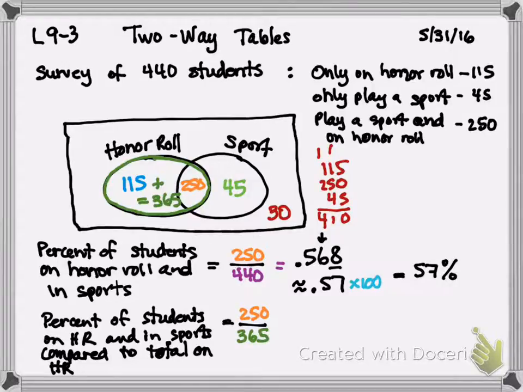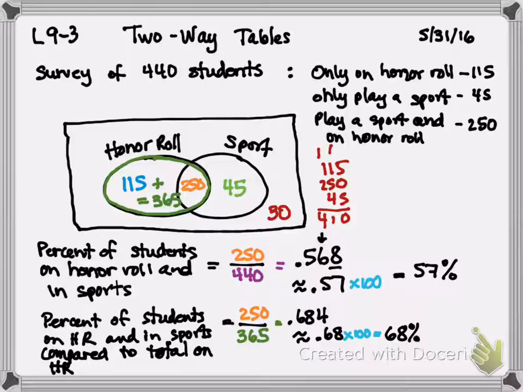And again, I use my calculator. And this time I get something like 0.684, which would round to about 0.68. And if I multiplied that by 100, that gives me 68%.